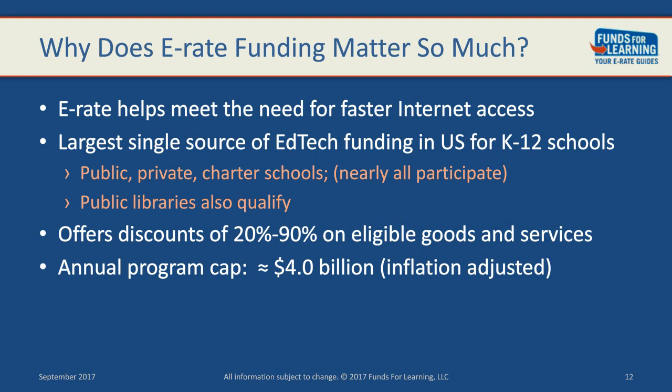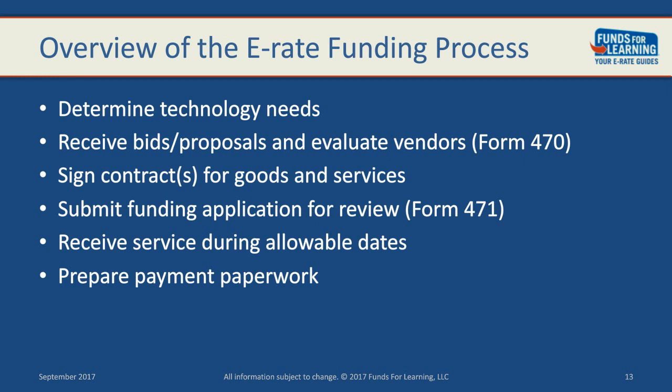These E-rate funds come in the form of discounts ranging from 20% all the way up to 90% on certain types of eligible goods and services. And as I mentioned, the program provides about $4 billion of potential support each year to schools and libraries. So what does the process look like? Where do these E-rate funds come from, and how are you able to access them?